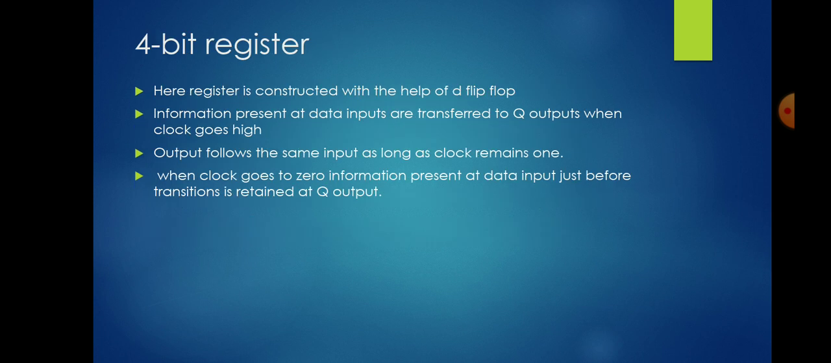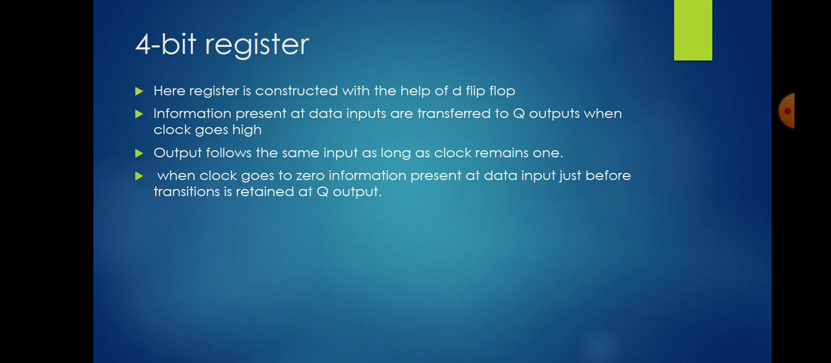Now let's have a look at the first type, which is a 4-bit register. Here, the register is constructed with the help of D flip-flops. Information present at the data inputs is transferred to the Q outputs when the clock goes high. The output follows the input as long as the clock remains 1. When the clock goes to 0, the information present at the data input just before the transition is retained at the Q output.